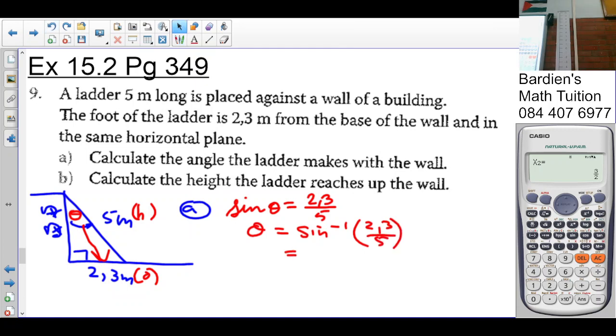With a new calculator, arc sine of 2.3 over 5 is 27.39.